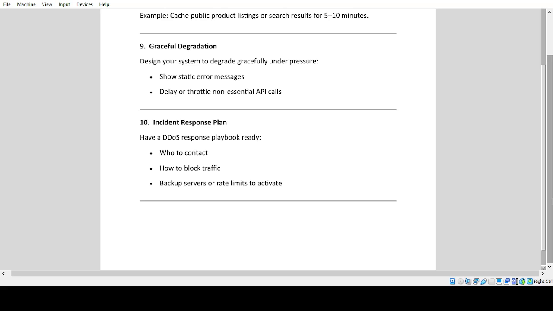10. Incident response plan. Have a DDoS response playbook ready. Who to contact. How to block traffic. Backup servers or rate limits to activate.